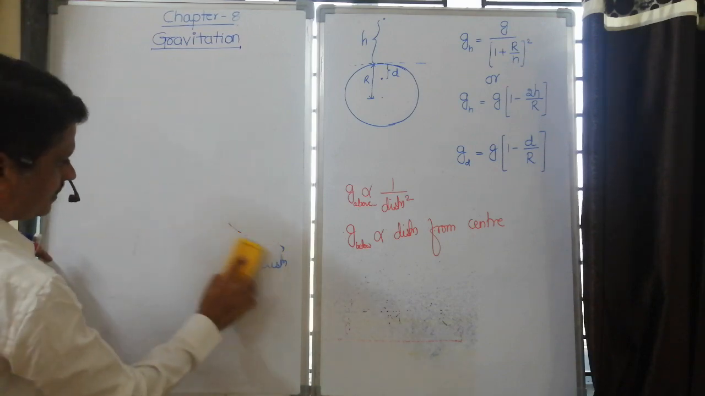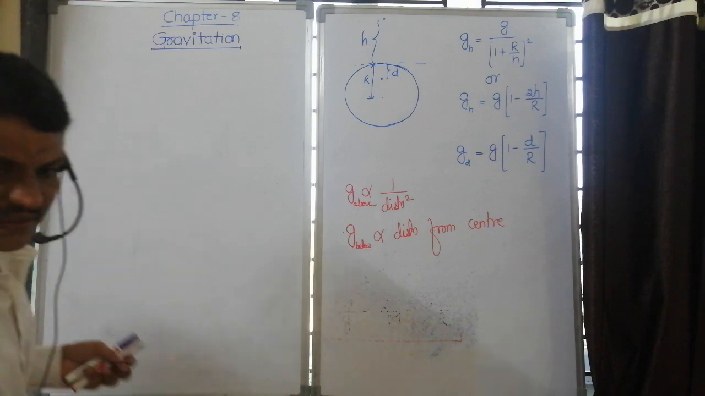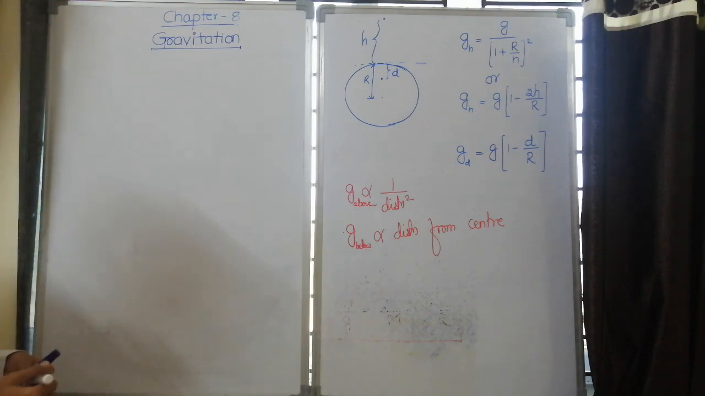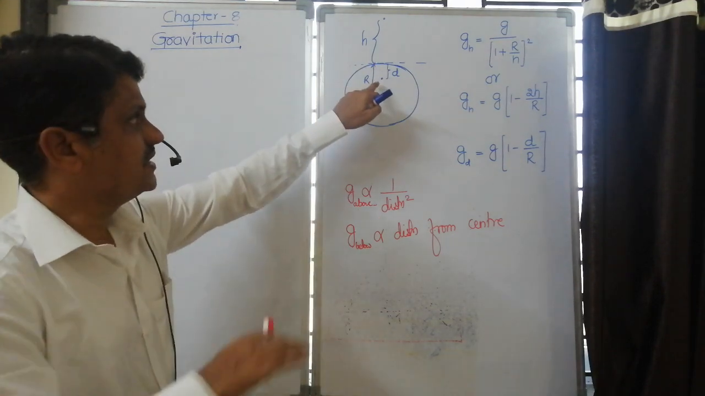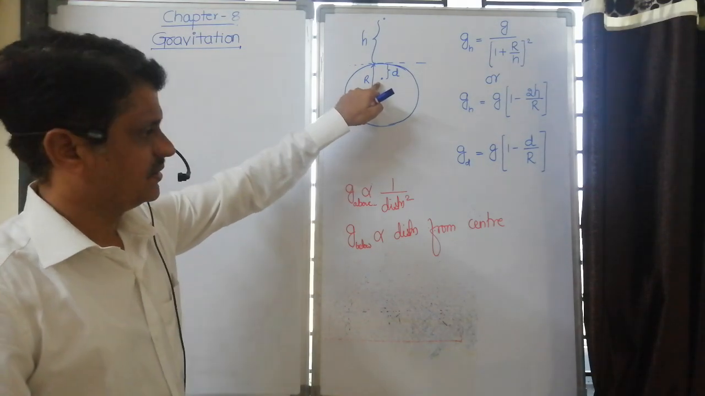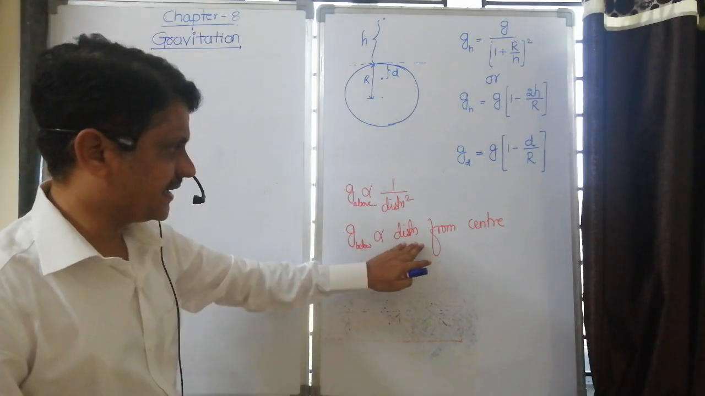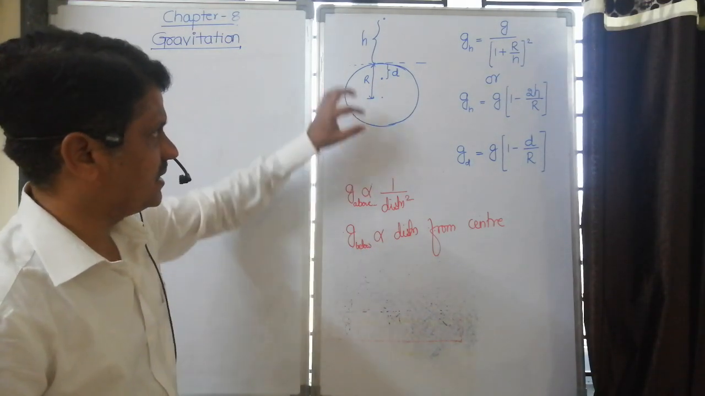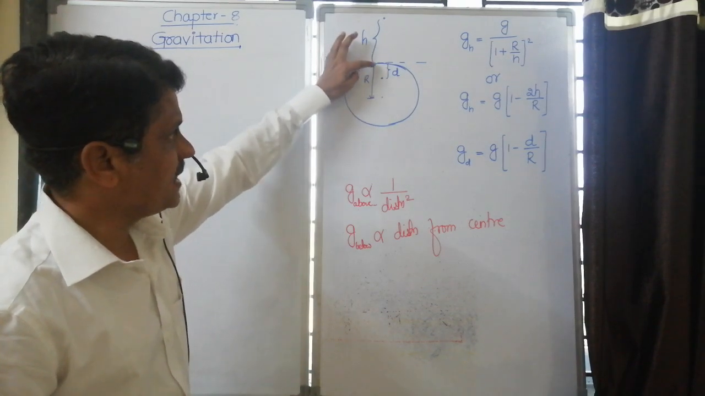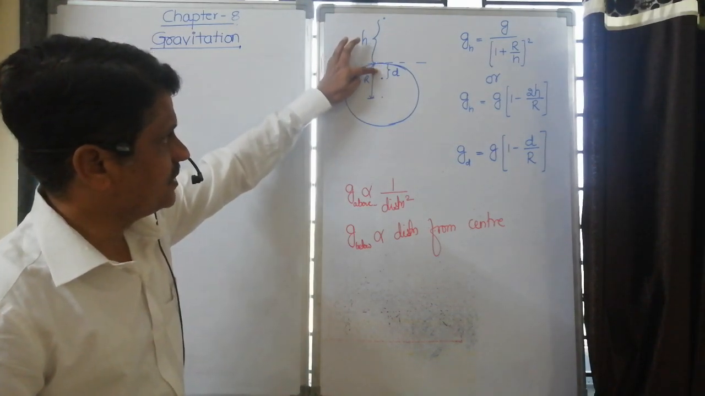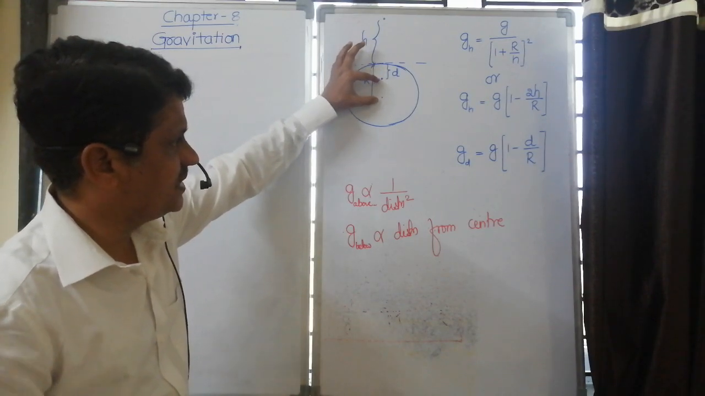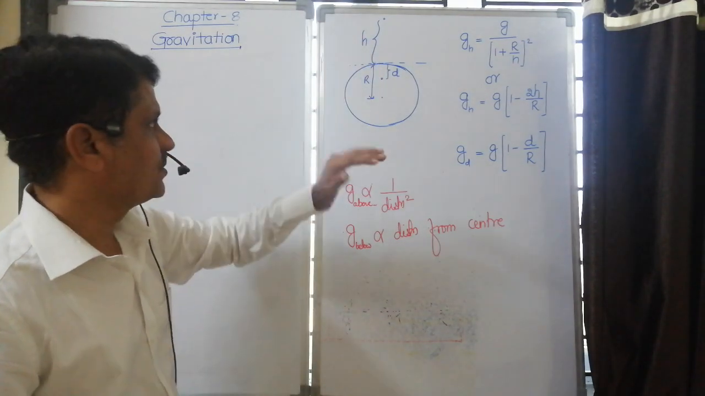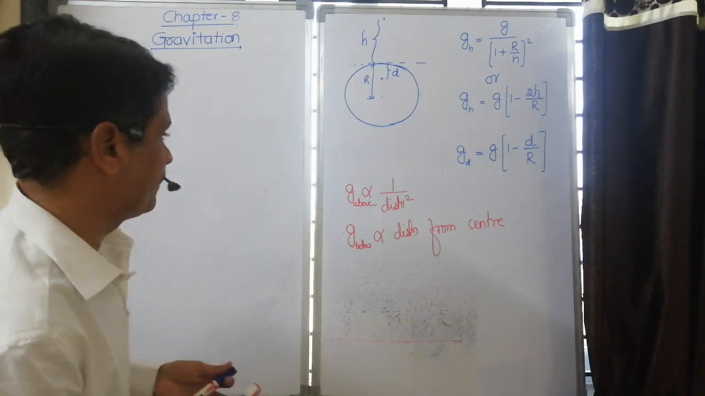So after this, next a very simple question we have for the depth. At what depth does g become half? It's clear that g is directly proportional to the distance from the center. So as we come below, g goes on decreasing. When distance is half, g is also half. So no need to take this here.